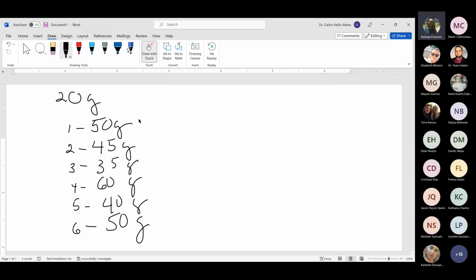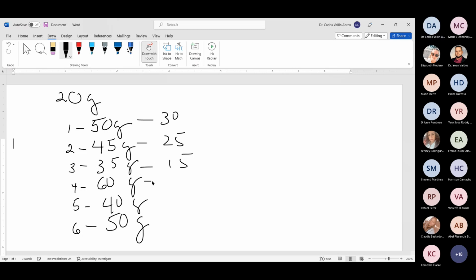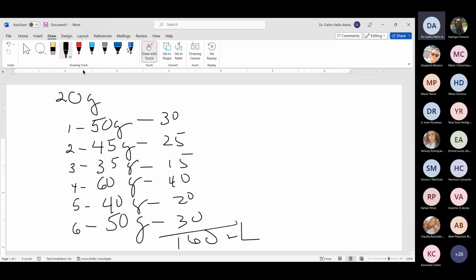130. Okay, so let's see. So 30, 25, 15, 40, 20, and 30. Adding them up, that's 160 milliliters. What does that mean?